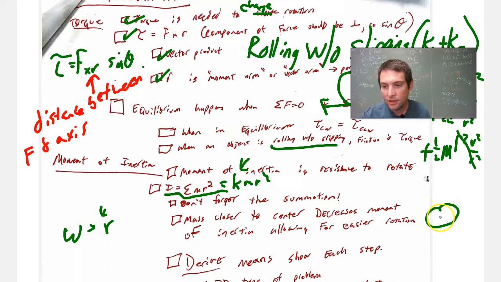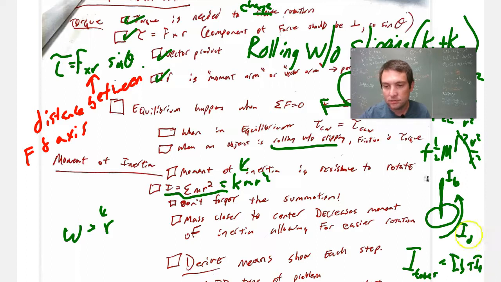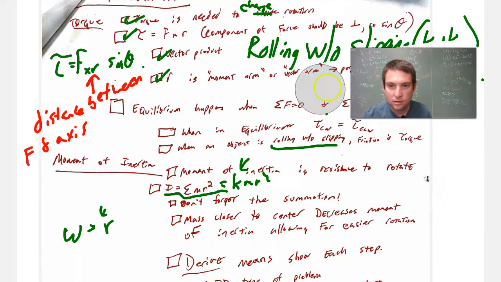If you have a bar set on a disk that's rotating, then the disk will have rotational inertia, and the bar will have rotational inertia. The total rotational inertia for this system is going to be IB plus ID. So you add up all of your rotational inertias for complex objects.